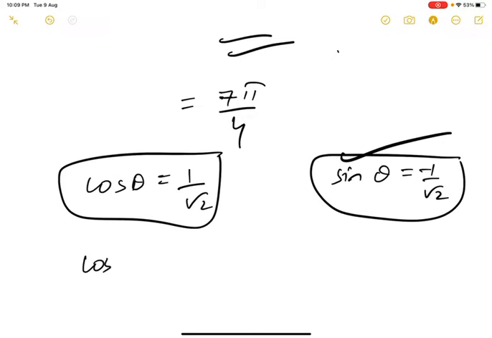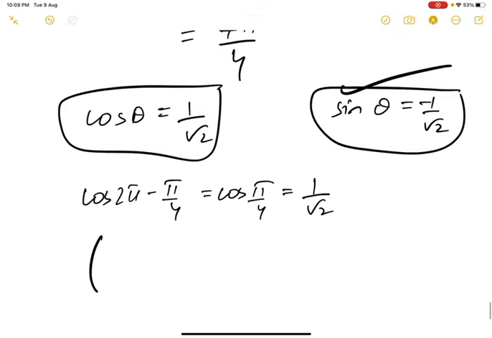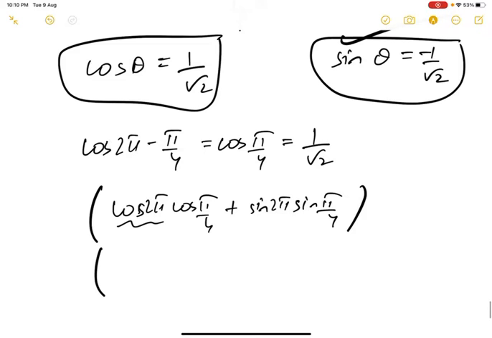So cos of 7 pi by 4, that is nothing but cos of 2 pi minus pi by 4. You can again use the cos a minus b expansion formula. Cos a minus b means it is cos 2 pi cos pi by 4 plus sin 2 pi sin pi by 4. Cos 2 pi is 1 into cos pi by 4. Sin 2 pi is equal to 0, that is why you will have plus 0. And plus 0 means it is itself. So it is satisfying now.